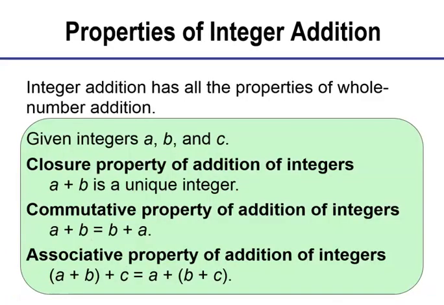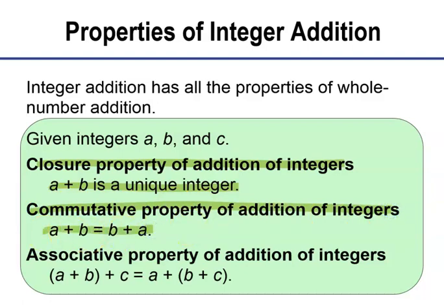So integer addition has all the properties of whole number addition. This is very important. When you're working with integers, you still have the closure property of addition of integers. In other words, if you add two integers together, you get another integer. You have the commutative property of addition of integers. A plus B is equal to B plus A. In other words, you can add in any order that you need to.